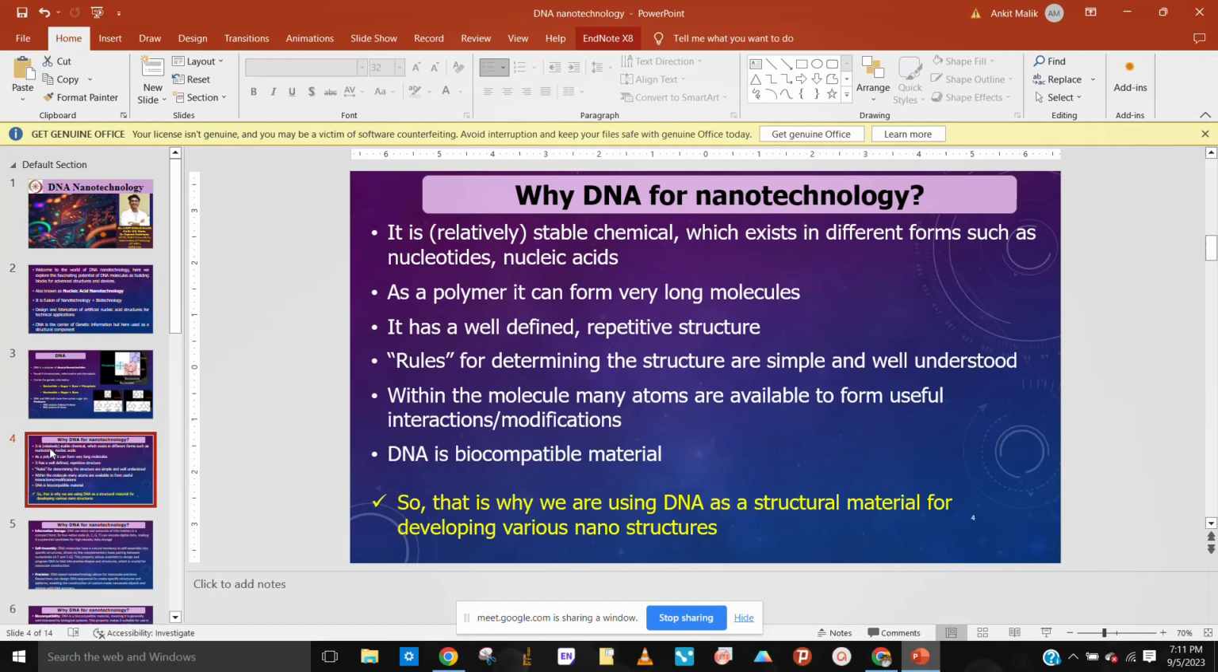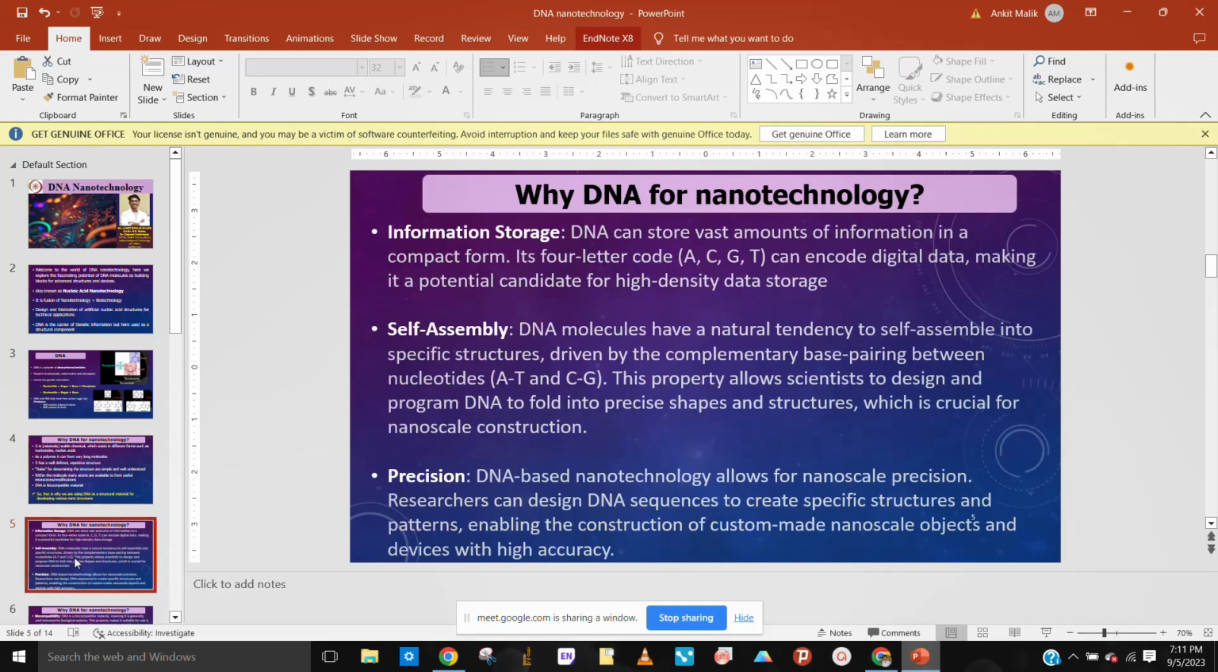Now we'll discuss this in brief. First, DNA has information storage capacity. DNA can store vast amounts of information in a compact form. Its four-letter code, ATGC, can encode digital data, making it a potential candidate for high-density data storage. That's why it can contain a lot of data. It can be used like a memory card. That's why DNA is a preferable material for nanomaterials or nanostructures.